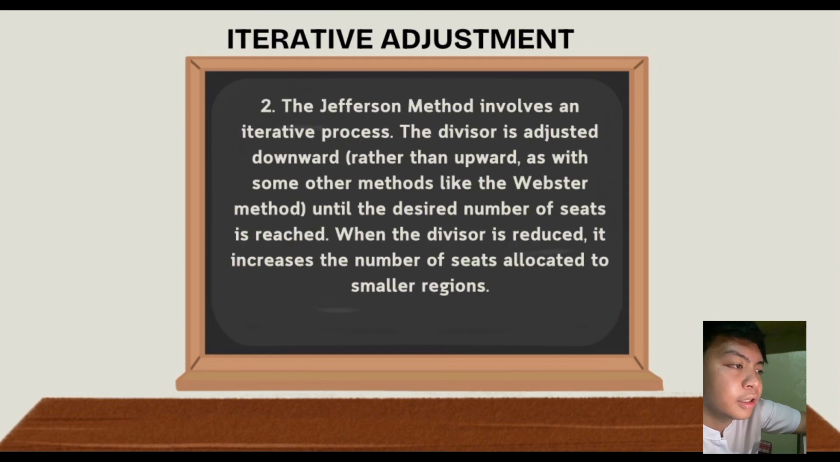Number 2. Iterative adjustment. The Jefferson method involves an iterative process. The divisor is adjusted downward rather than upward as with some other methods like the Webster method, until the desired number of seats is reached. When the divisor is reduced, it increases the number of seats allocated to smaller regions.